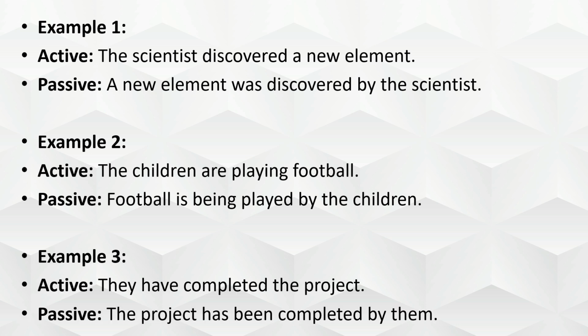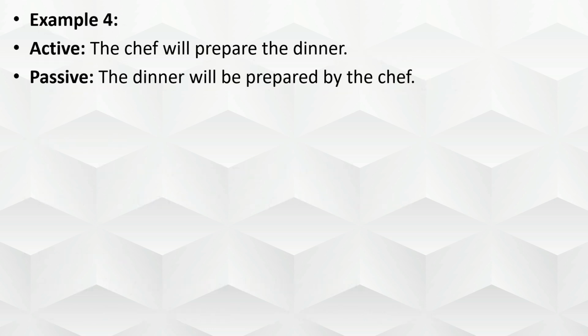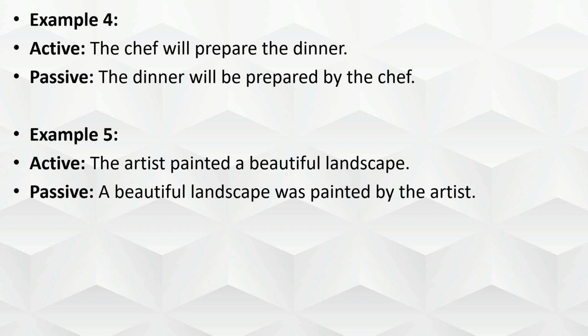In example number 3, in active voice, they have completed the project. In passive voice, the project has been completed by them. In example number 4, we see in active voice, the chef will prepare the dinner. In passive voice, the dinner will be prepared by the chef. In example number 5, in active voice, the artist painted a beautiful landscape. In passive voice, the same would be a beautiful landscape was painted by the artist.